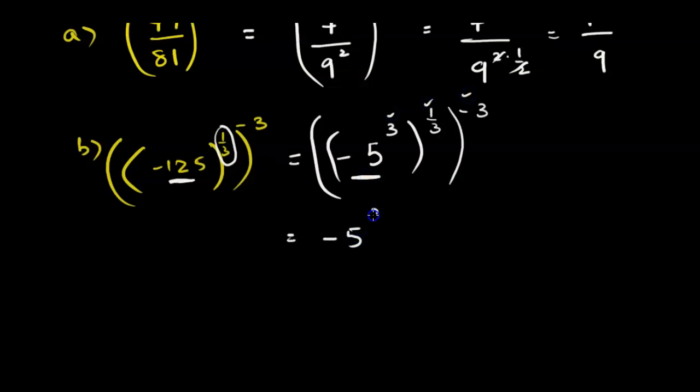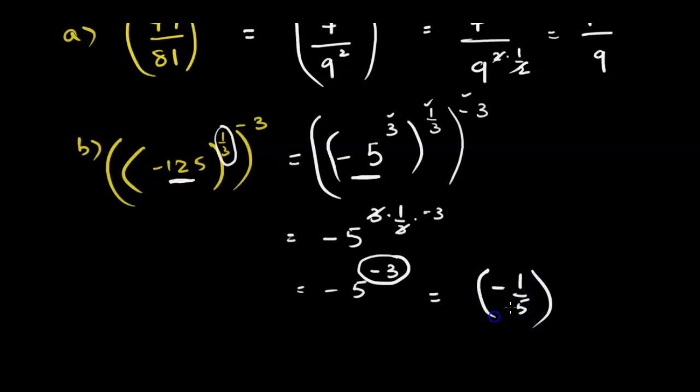So we would multiply all the powers: 3 times 1 over 3 times negative 3. This 3 and this 3 get cancelled. We are left with negative 5 to the power of negative 3. Because the power is negative, we're never supposed to leave the power negative. We would write it as negative 1 over 5, so we reciprocate the base and the power becomes positive. And because we have to evaluate, we know negative 1 to the power of 3 is negative 1, and 5 to the power of 3 is 125. So this is the final answer that we get.